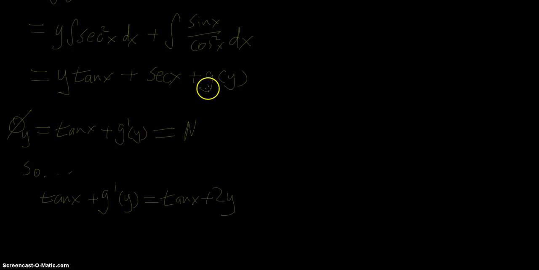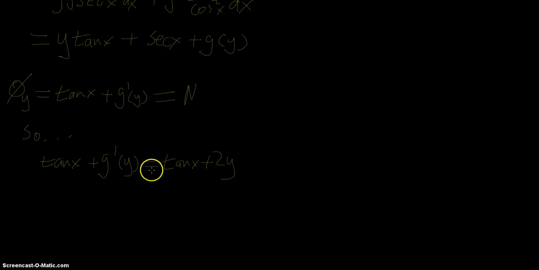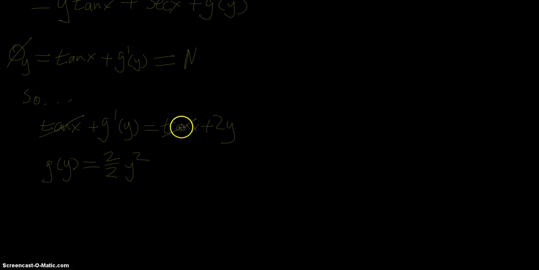So, to find g of y, we take the partial of this phi with respect to y, and that's going to be tan x plus 0 plus g prime of y. And if we recall, we know that the partial of phi with respect to y is N. So we can take this and set it equal to N. And that cancels out the tangents here. That tells us that g prime of y equals 2y, or integrating, we get g of y is y squared.